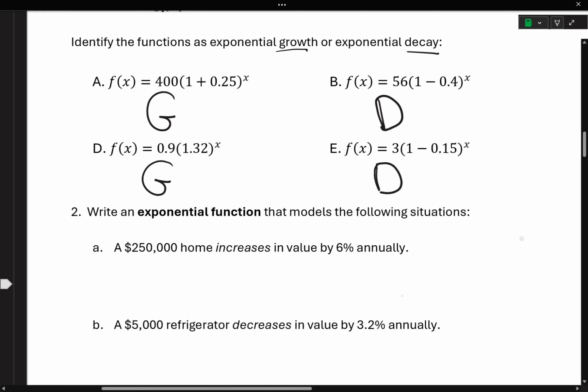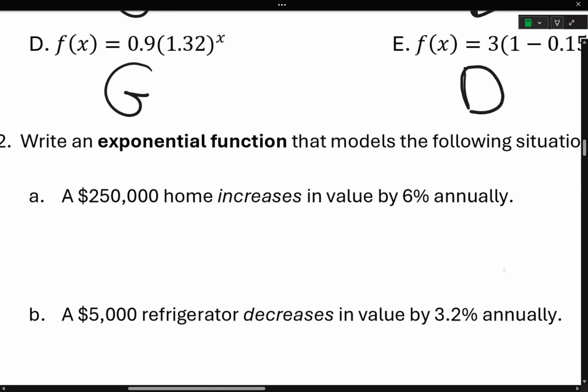For number 2, what we're going to do is just write exponential functions for these problems. We're not going to solve anything, but we're just going to write them. Letter A. A $250,000 home increases in value by 6% annually. First, let's remind ourselves annually means every year. Second, we need to make sure to take that 6% and turn it into a decimal. The way you do it is you do 6 divided by 100, which gives you 0.06. Or, if you like the trick, you take your number and you move a decimal place over twice.